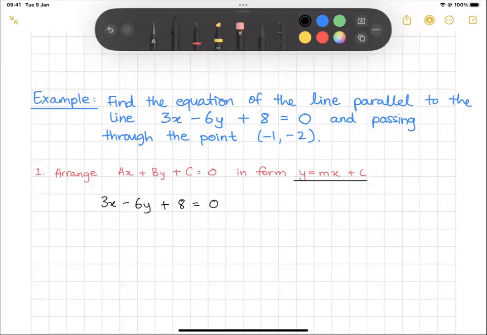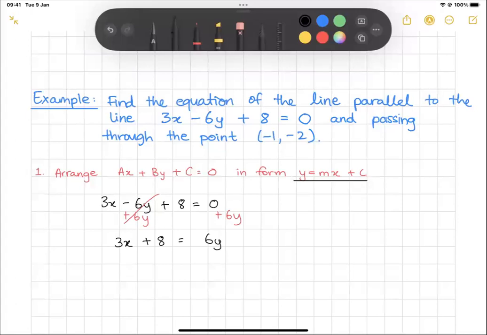So to do that, let's do the easiest things first. Let's assess it. I want my y to be positive. Is my -6y positive? No. So I'm going to move that -6y to the other side. To do that, I'm going to add 6y on both sides. This will cancel that on the left-hand side. And what I have now is 3x plus 8 equal to 6y. All right, my y is positive.